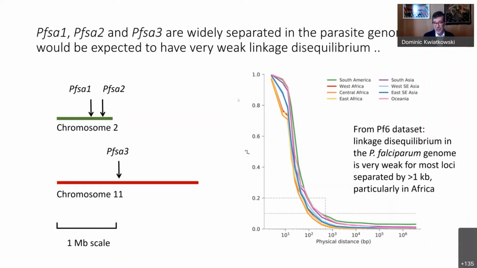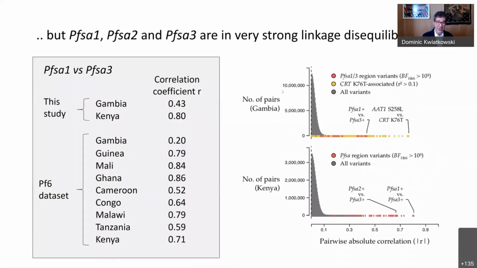And we can see on the right-hand side in the PF6 data set that, in general, on average in the parasite genome, there's very poor correlation between alleles if they're separated by more than a kilobase, more than 1,000 bases. Now, in the case of these PFSA alleles, they're separated by much longer than that. PFSA1 and 2 are separated by about 200 kilobases, and PFSA3 is on an entirely different chromosome. So we'd expect them to be only weakly correlated. Yet, when we look at their correlation in the study I just talked to you about, and in the PF6 dataset, they actually have an extremely strong correlation coefficient. They're in very strong linkage disequilibrium.